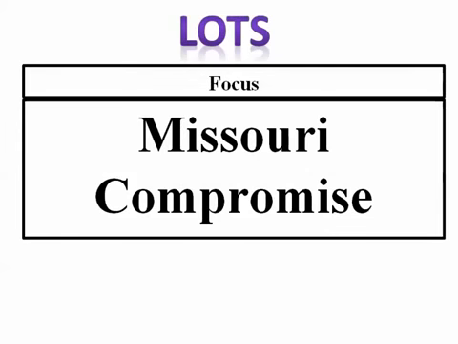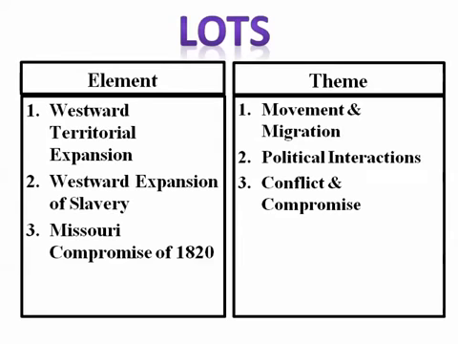So our main focus on this standard is the Missouri Compromise and what it's about. This is a term you need to know, you need to be fully aware of. On the EOCT, you need to be able to answer any questions concerning the Missouri Compromise. Very important. So let's look at the themes here. Westward territorial expansion, movement and migration west. That's the theme. Westward expansion of slavery. Political interactions, some conflict there. And then with the Missouri Compromise of 1820, we see the conflict and compromise.